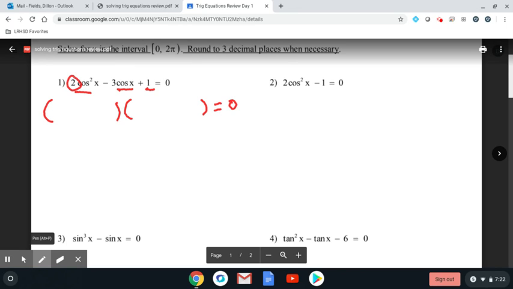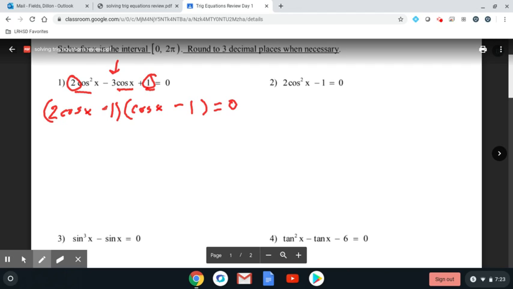Since this 2 is out in front of that cosine squared, one of your cosines is going to have a 2 out in front of it. The other cosine is just going to be by itself. So we're thinking about our factors of 2 with our factors of 1 that we could then add together to give us 3. We know 2 times 1 gives us 2, and 1 times 1 gives us 1. In this case, they're both going to have to be minuses.